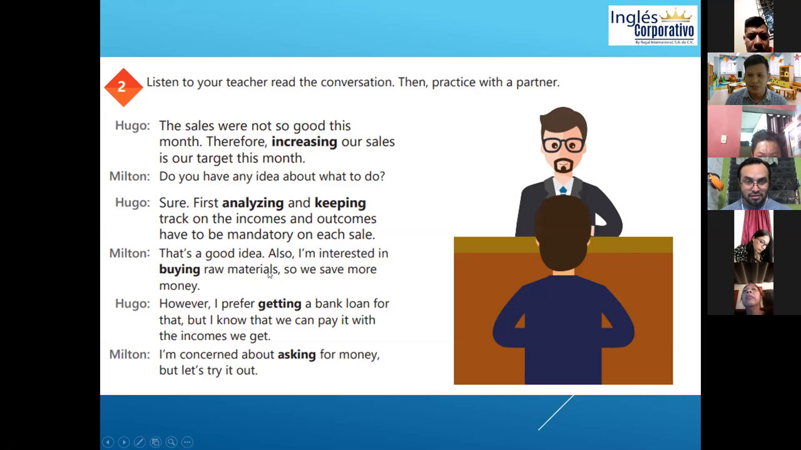Raw materials. Solo raw significa crudo. Él solito significa crudo, algo que está crudo. Raw materials, pero con materials significa something else, algo más. Materia prima. Yeah, really good, materia prima, recuérdenlo, take note, raw materials, materia prima. Okay, nice. Income, outcome, sorry, all of this we know already.